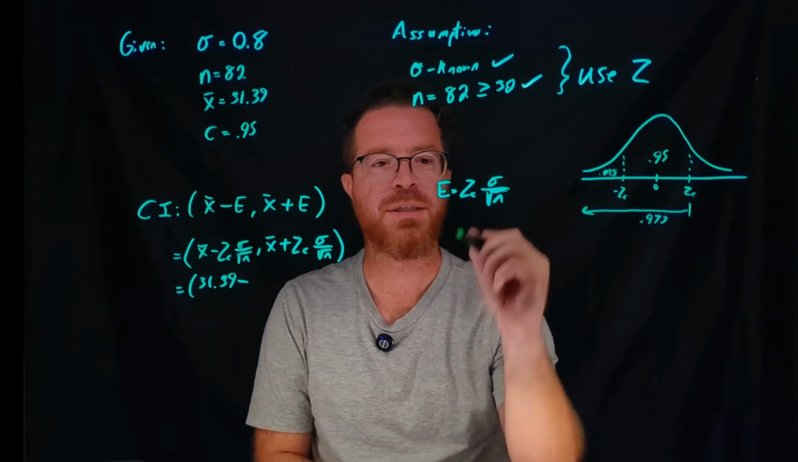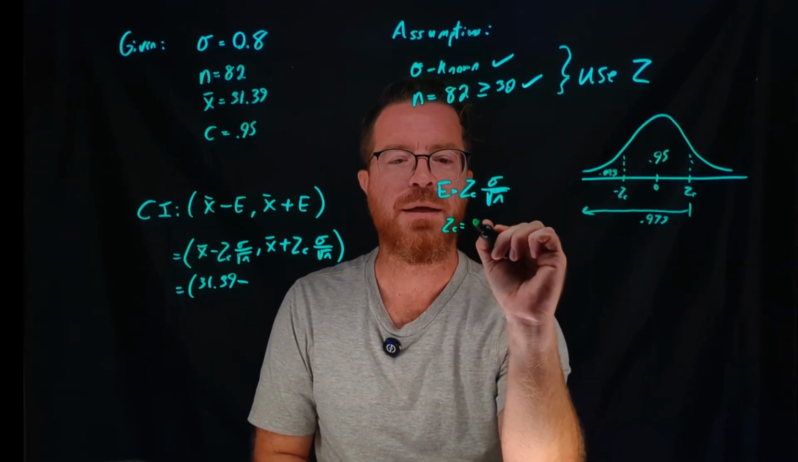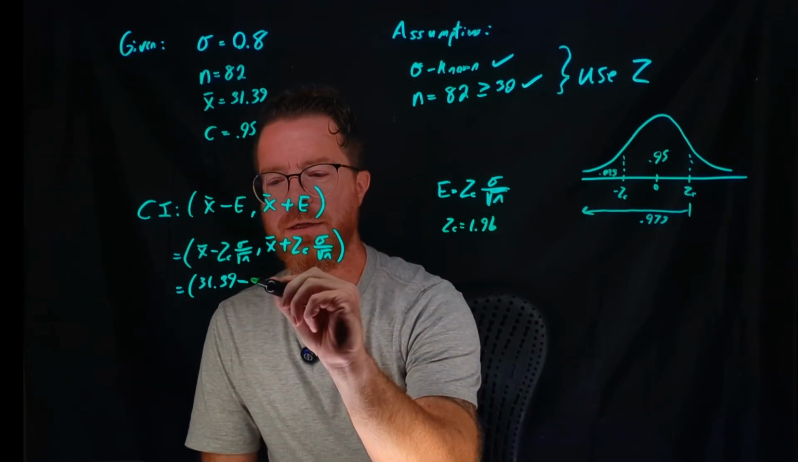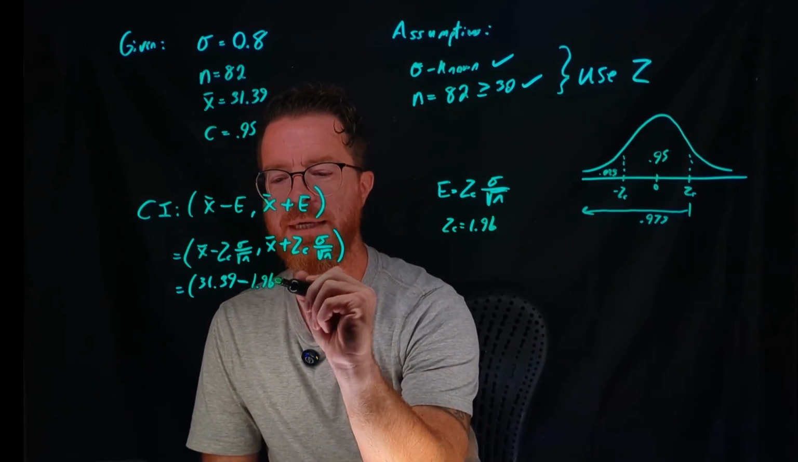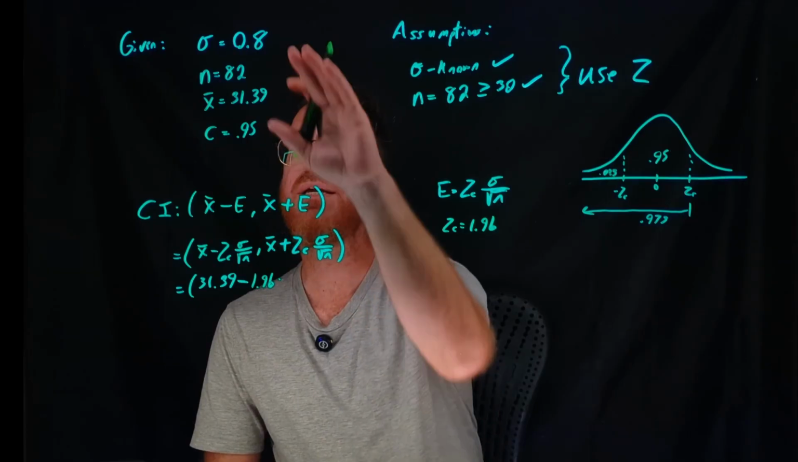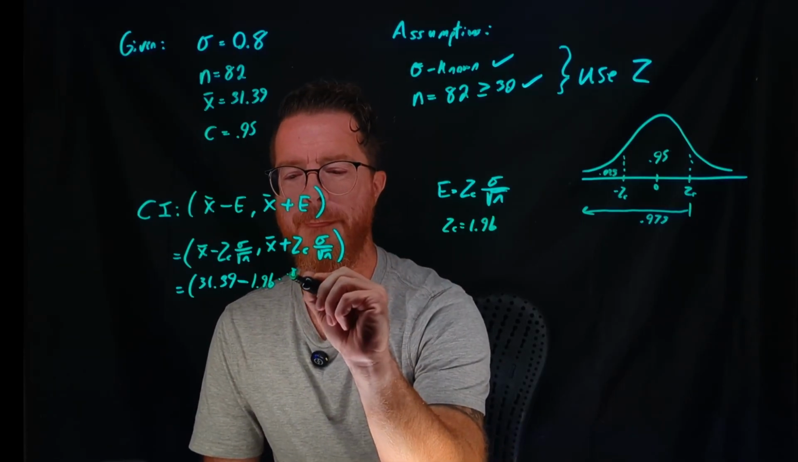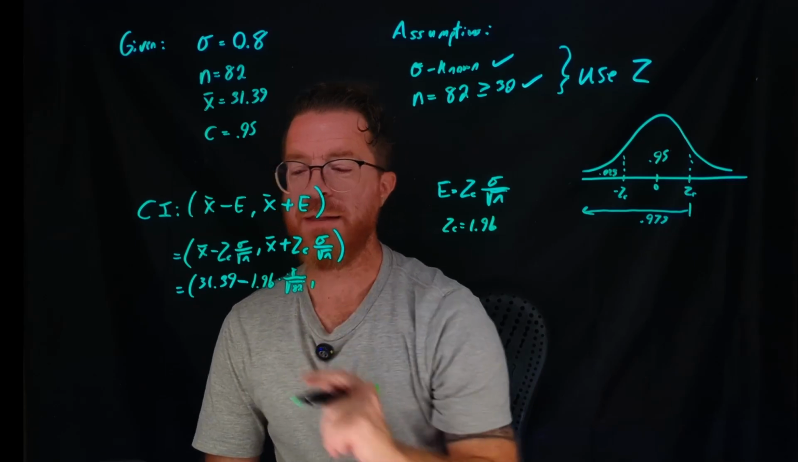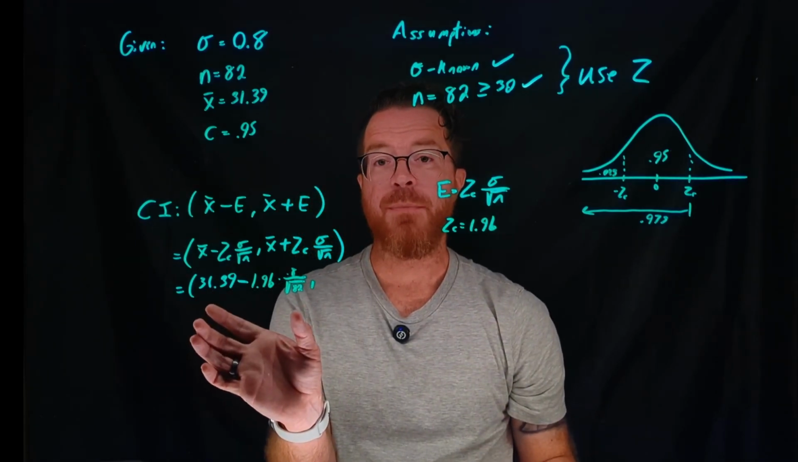So in this case, our z critical is 1.96. So I'm going to plug that in now. I get 1.96 times, now I put my sigma in, my sigma is 0.8, divided by the square root of n, which is 82. And then this is my lower boundary for my confidence interval.